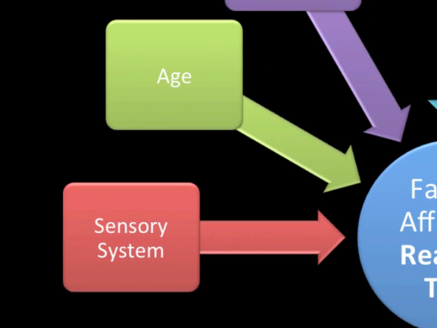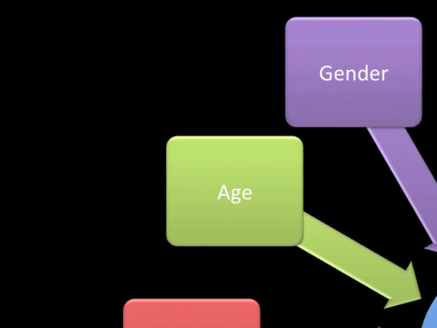In terms of age, scientifically speaking, as we go past the age of 20, your reaction time starts to decline. So the older you are, the less reaction time you have. The younger you are, the faster your reaction time is, generally speaking. In terms of gender, unfortunately, ladies, males have a faster reaction time than females.